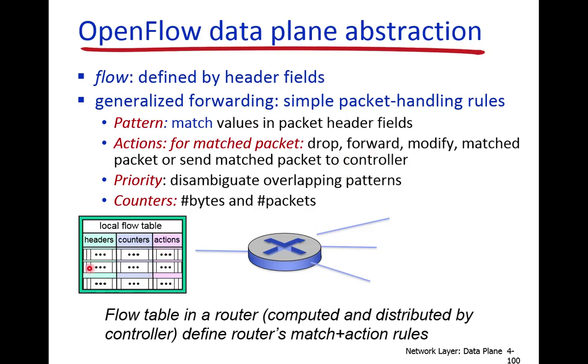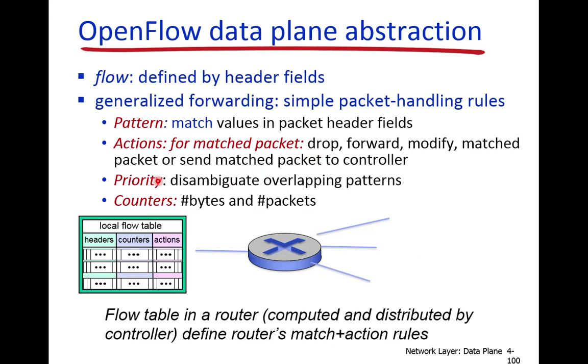For example, if the packet matches this header, this entry, then it should be forwarded to port number 2, for example. Or modify the matched packet, or send to controller. So these are the possible actions. We will discuss each of them through an example.